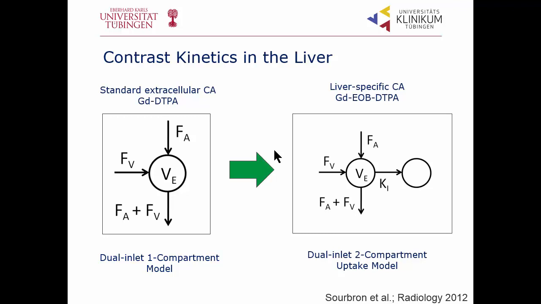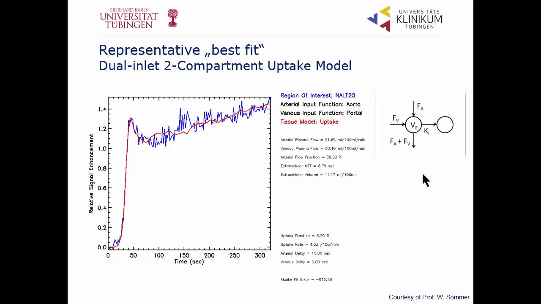If you want to quantify gadolinium EOB kinetics in the liver, you would think of a more complex model, because in the liver you will have a dual inlet system, one in the hepatic artery, the other one in the portal vein, and you will have to enhance your one compartment to a two-compartment model, because the contrast agent is being taken up and stored in the hepatocytes. And this is how a typical liver enhancement curve looks.